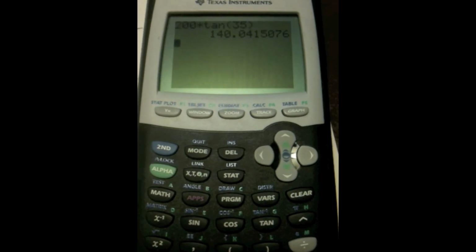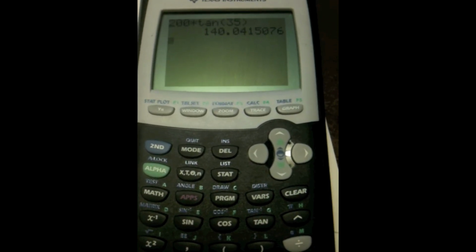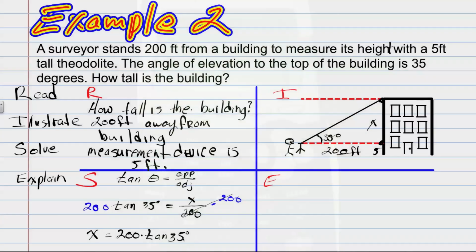140.04, and so on. It doesn't really matter. We're going to round to the nearest foot anyway, so this would round to 140. So there you see how to do 200 times the tangent of 35 on a calculator, and that comes out to be approximately 140. And that would be feet. Now that's not our final answer. We'll get to that in our explain section.